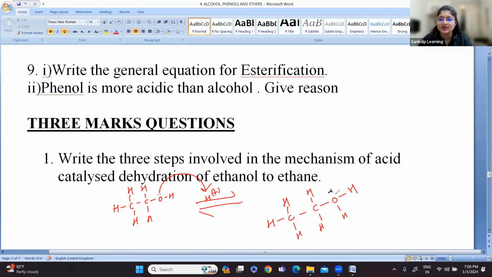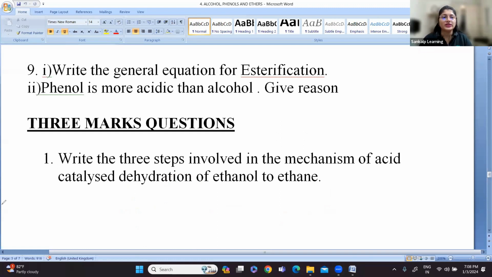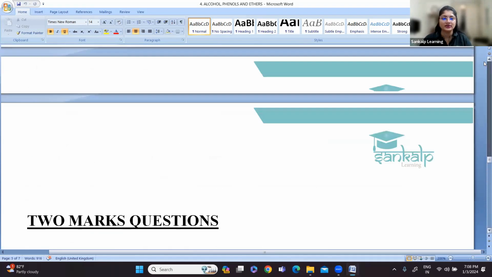The formation of the positive charge, the carbocation formation, should be clearly mentioned and shown properly. If you do not show it properly, then you won't get marks here. So please write the charges properly, stepwise, and do not get confused. These were the things I was supposed to deal with in this chapter, that is alcohols, phenols, and ethers.